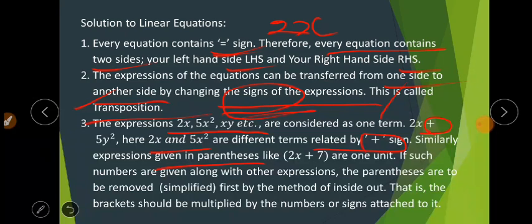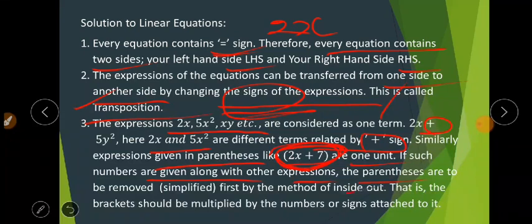Similarly the expression given in a parenthesis like 2x square plus 7 is one unit. That means if any expression is covered with brackets, the entire thing will be considered as one unit. If such expressions are given along with other expressions, then we have to remove the parenthesis. That means we have to remove the brackets for simplification. If we are simplifying the equation, obviously we have to remove all the brackets which are given in the sum.